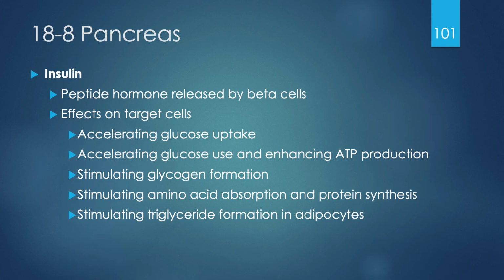As we just discussed, insulin is a peptide hormone. It's released by beta cells of the endocrine pancreas, and the effect on the target cells is to accelerate glucose uptake, accelerate glucose use, enhance ATP production, stimulate glycogen formation, and also stimulate amino acid absorption and protein synthesis, and lastly, to stimulate triglyceride formation in adipocytes.